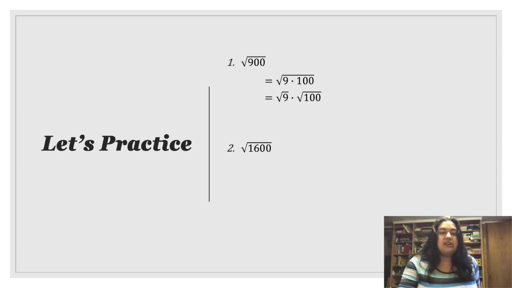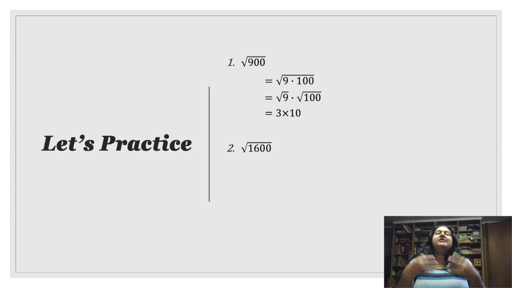So that is just equal to the square root of 9 times the square root of 100. What is the square root of 9? It's 3. And then the square root of 100. Hopefully you recall that it is 10. So really this could be simplified as 3 times 10. So 3 times 10 is equal to 30.